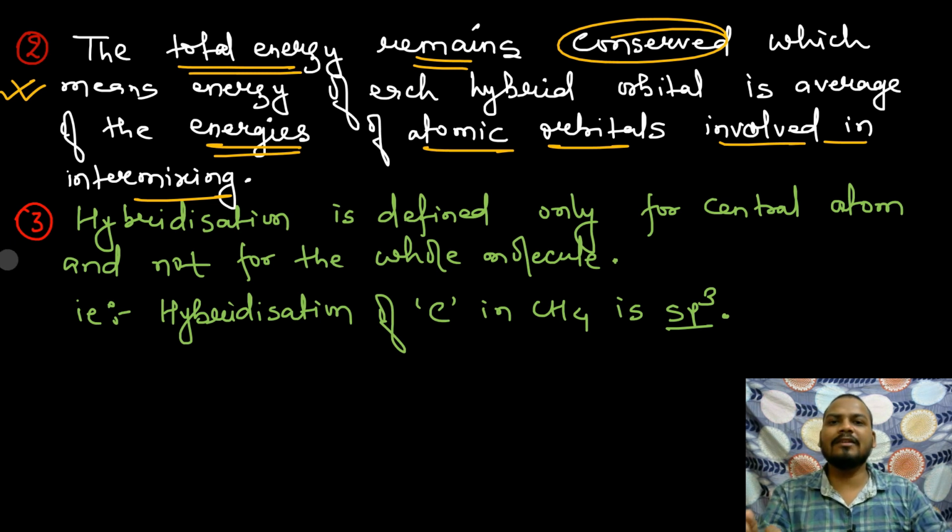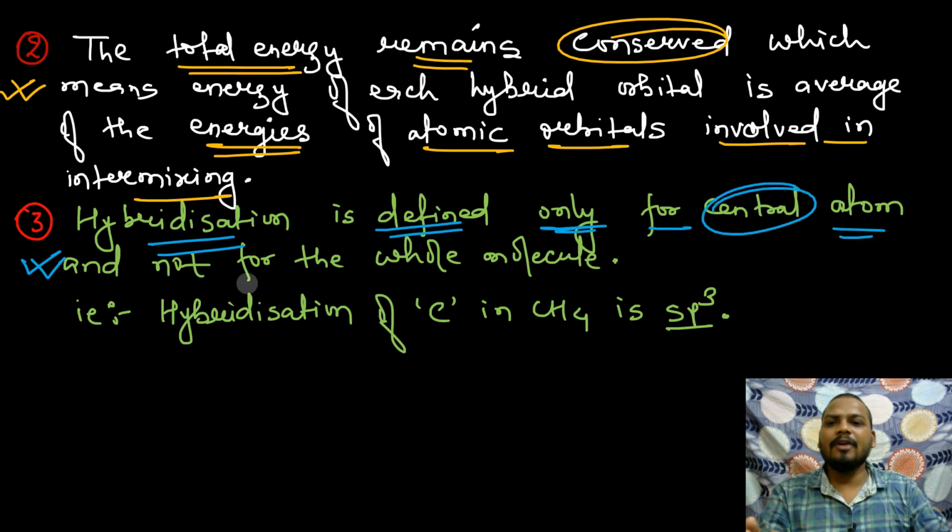If we go through the third postulate of hybridization, then the third postulate says hybridization is defined only for the central atom and not for the whole molecule. Which means if we want to define hybridization in CH4, then it is only defined for carbon and not for hydrogen.